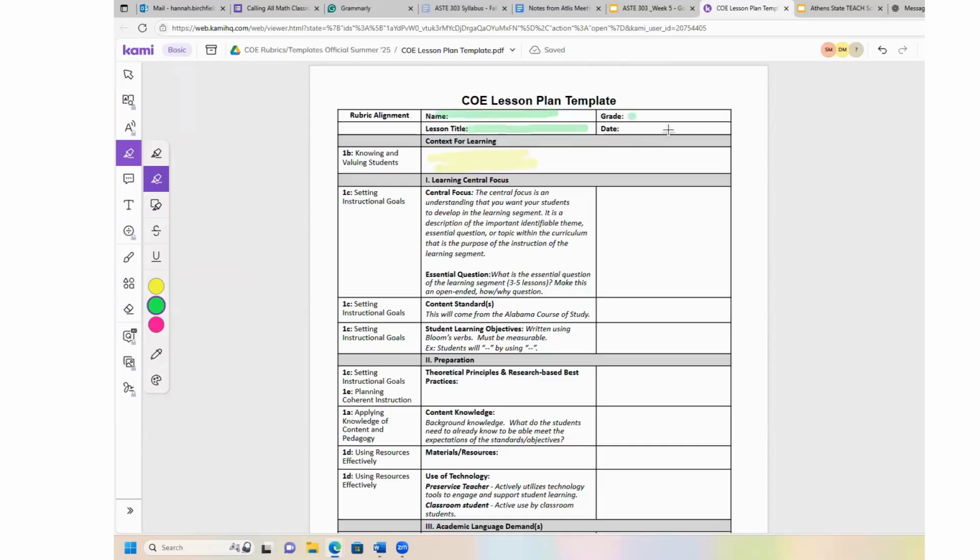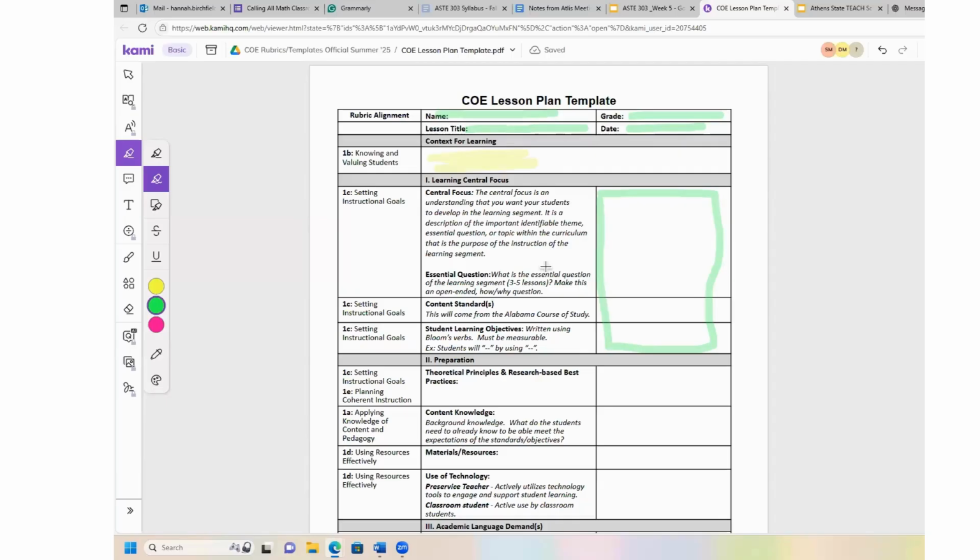All right, so this is another chunk that you're completing because we are doing sections 1, 2, and 4, like I said. Section 1 says central focus. And it says a central focus is an understanding that you want your students to develop in the learning segment. It's a description of the important identifiable theme, essential question, or topic within the curriculum that is the purpose of the instruction of the learning segment.